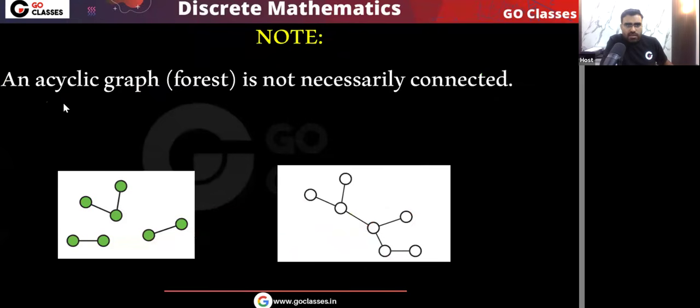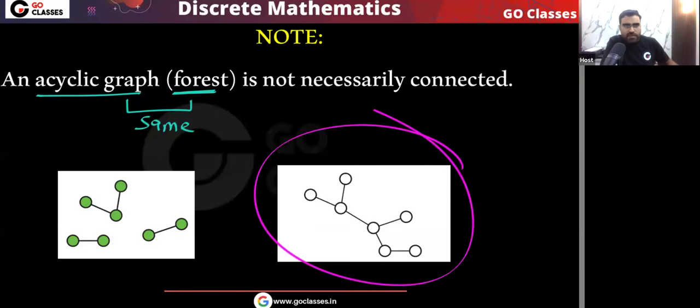Now let's see acyclic graph or forest. I told you that another name for acyclic graph is forest. Please understand that forest and acyclic graph are the same. Acyclic graph is also called forest. And acyclic graph is not necessarily connected. It may be connected, remember.